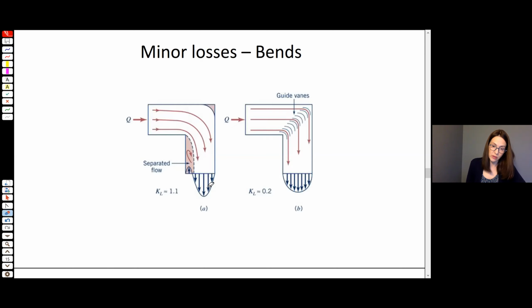And actually, if you were to measure the fluid velocity profile just downstream, you'd see that over part of the cross-sectional area you've got a positive flow, and then you've got a little bit of reversed flow where that vortex is. And you've got pretty high loss associated, KL equals 1.1. If you use guiding vanes in the same flow, you really reduce your loss. You get down to a KL of about 0.2.